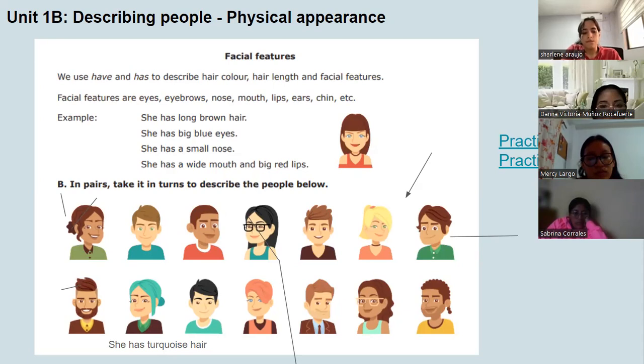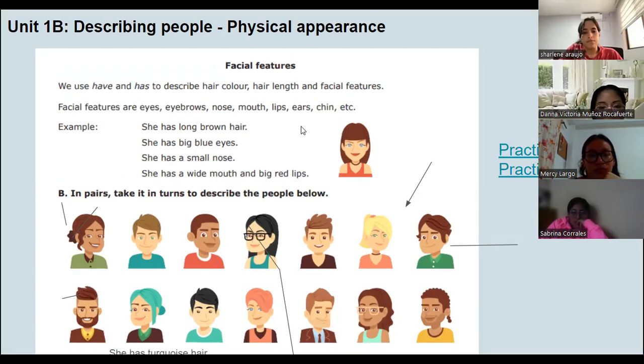O sea, perdón, I don't understand. Please repeat. We're gonna be describing physical appearance. So how people physically look like. So what kind of information can we describe about someone?